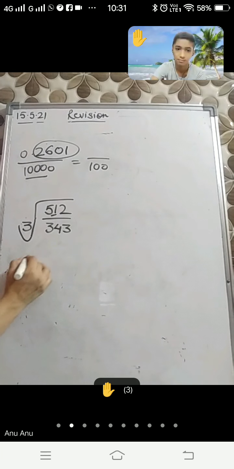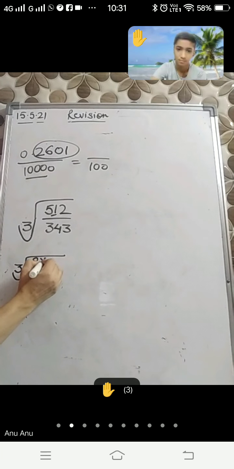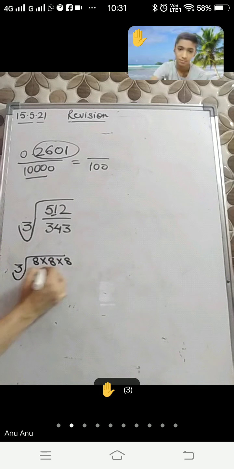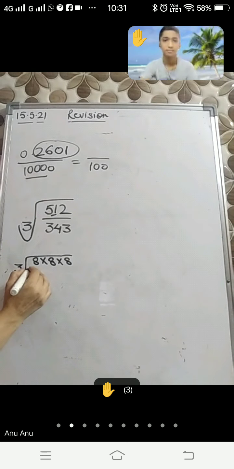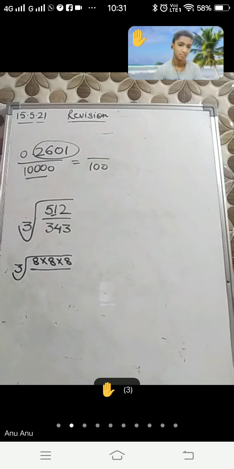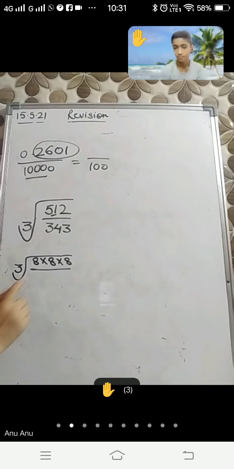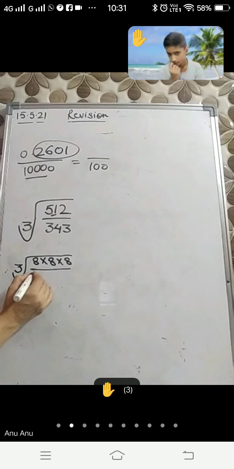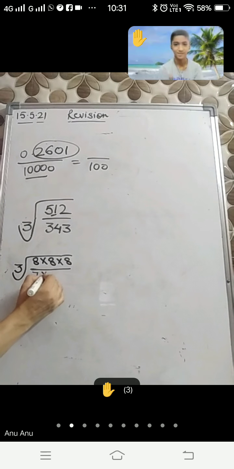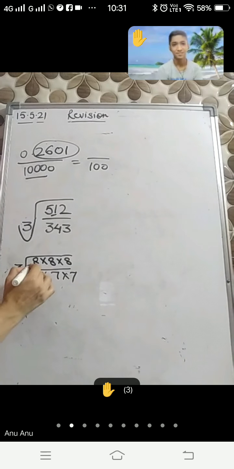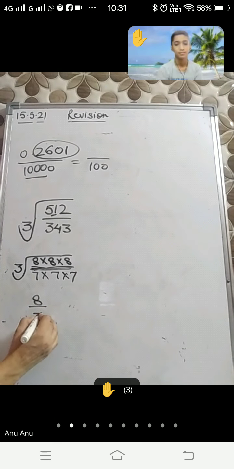Yes, the prime factors of this are 8 into 8 into 8. If you write all the factors in expanded form, you will get 2 nine times in place of this 8. This is 7 into 7 into 7, and out of this pair group, you will have 8 by 7.